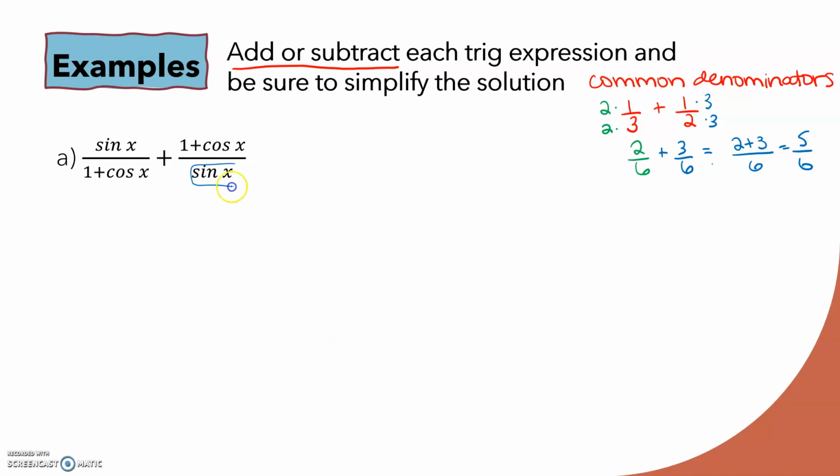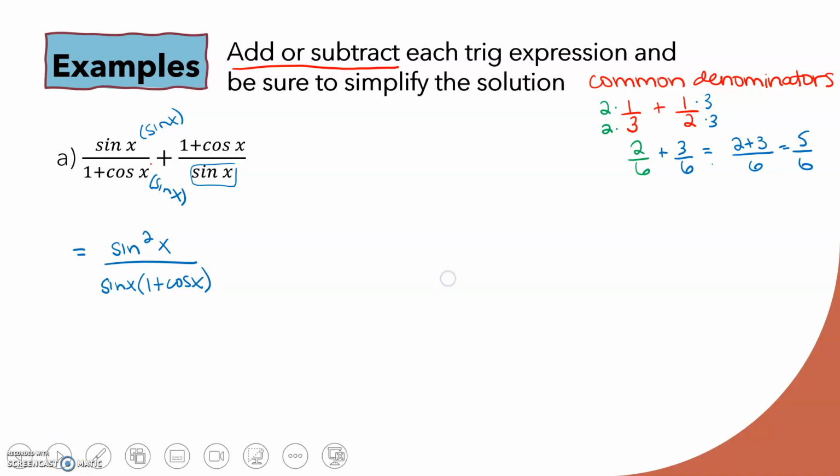I have sine of x as the denominator here, so I'm going to multiply by sine of x and sine of x. And if I do that, we'll go a little bit at a time. So if I do that, I would have sine of x times sine of x on the top. I get sine squared of x over, I'm going to leave it for right now as sine of x times 1 plus cosine of x.